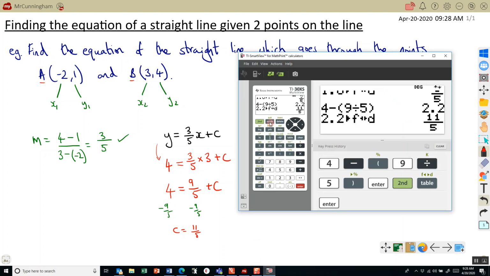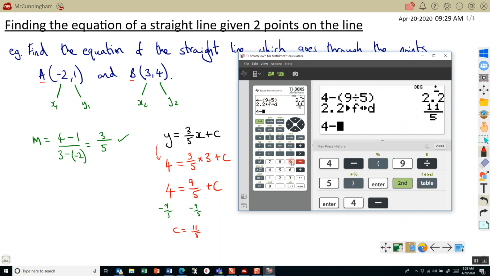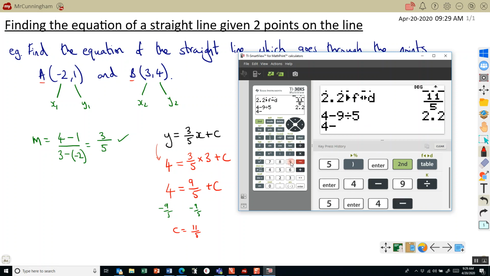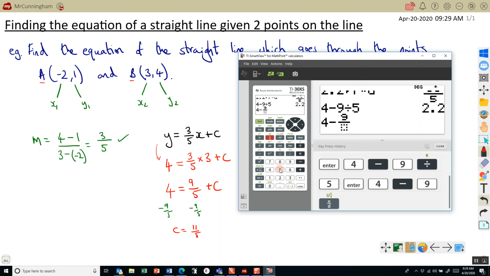And just be careful that you use brackets here. If I was just to do 4 take away 9 over 5, it might actually do it correctly. Yes, it does, okay. And I can also do it 4 take away 9 over 5 like that. And that'll still give me the answer as a fraction or decimal.